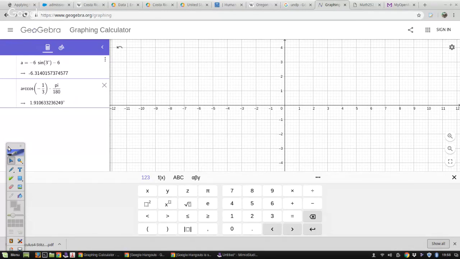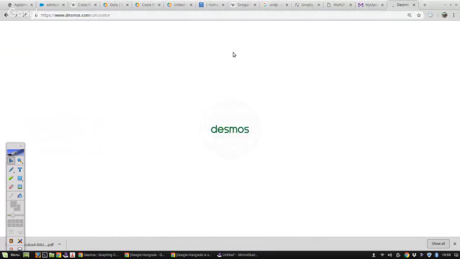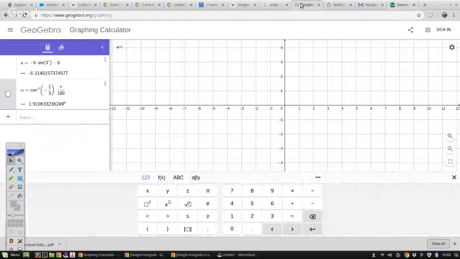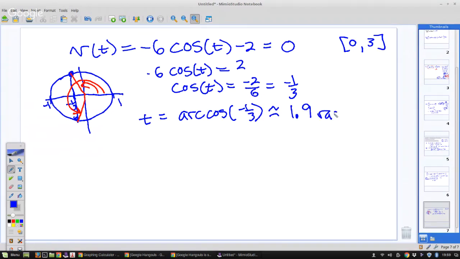So calling it up in the calculator, arc cosine. Okay, so this one gives it to me in radians. So yeah, about 1.9-ish radians. Same thing. Yeah, about 1.9-ish. So we have one answer. So approximately 1.9 radians.